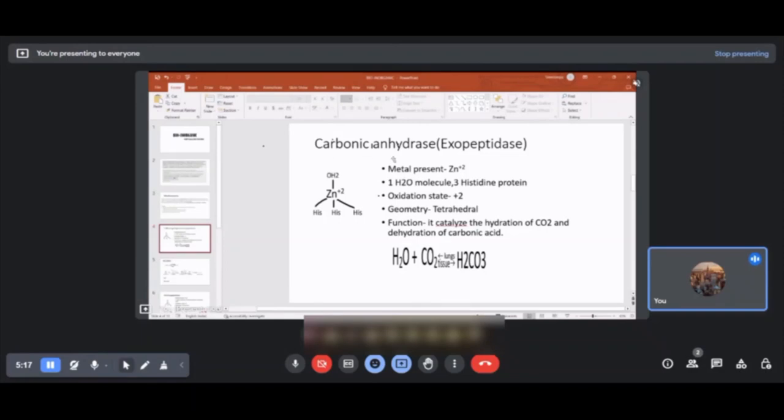And the main function of this carbonic anhydrase, as we know, anhydrase is release of H2O, the water molecules. So the function of carbonic anhydrase is that it catalyzes the hydration of CO2, and this reaction mainly occurs in the tissues, where CO2 takes H2O and forms H2CO3, carbonic acid. Whereas the dehydration of carbonic acid, where H2O is released and H2CO3 is converted to CO2 again, occurs in the lungs.